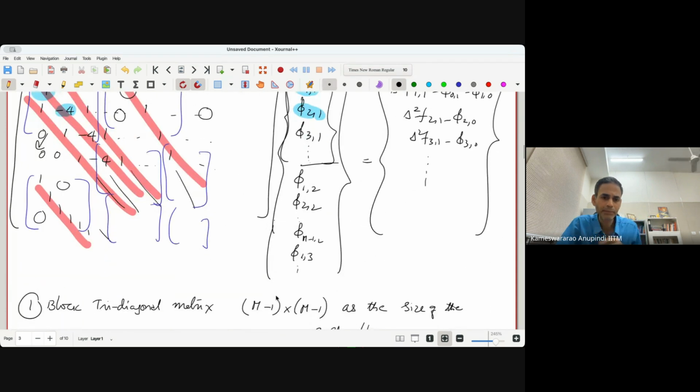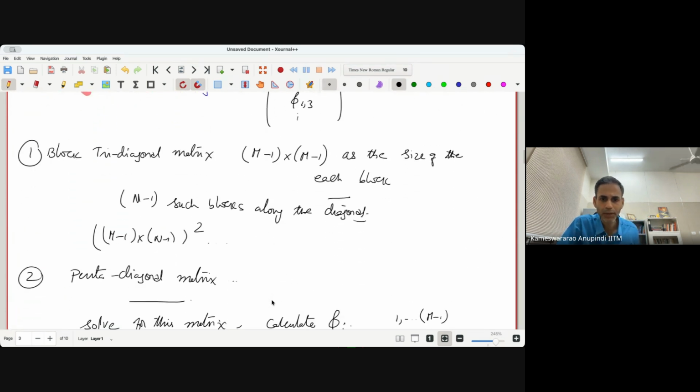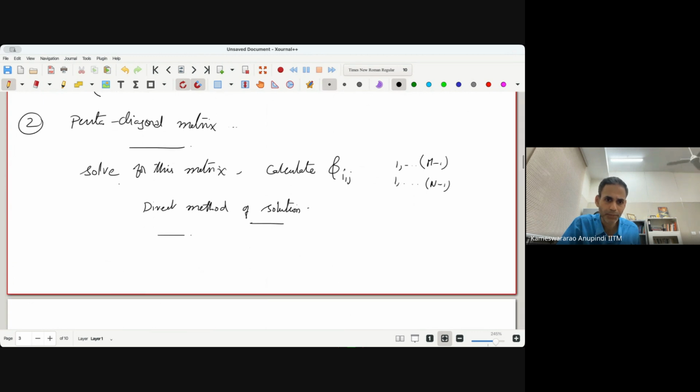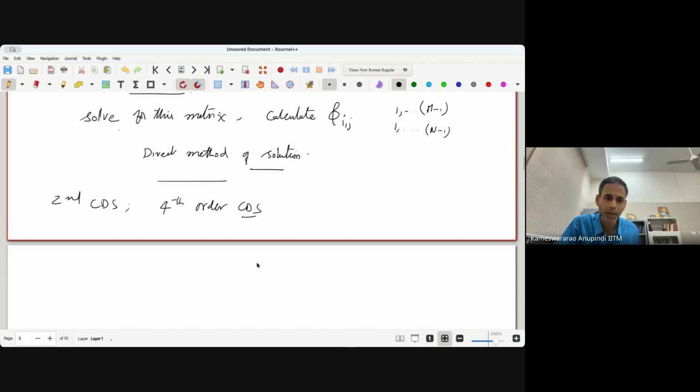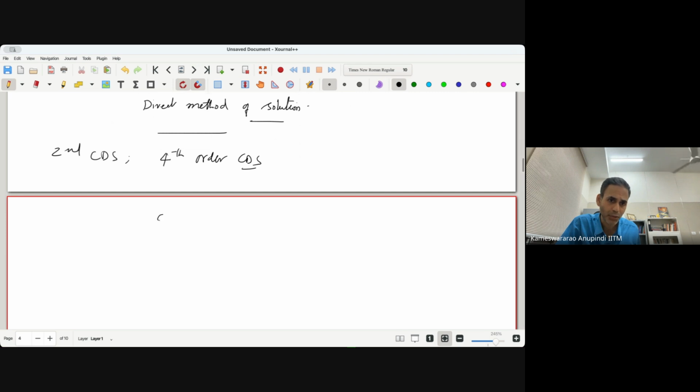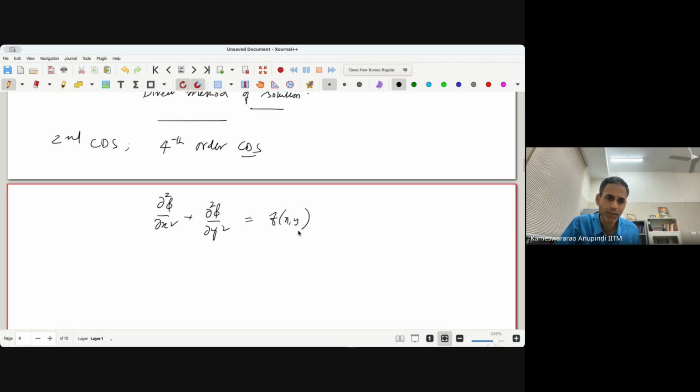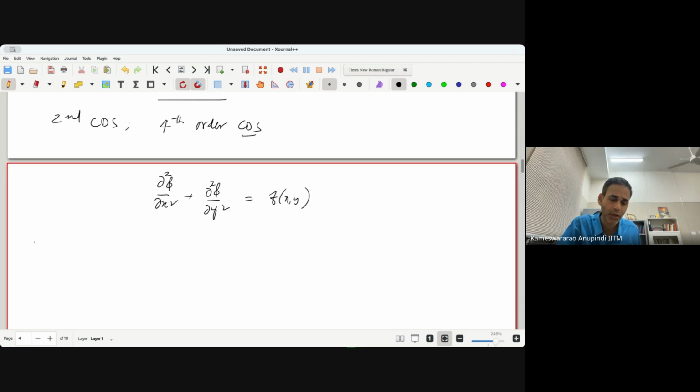Okay, we don't have to limit ourselves to the second order central differencing scheme. Rather, we could even use higher order schemes. For example, I could go for a 4th order central difference scheme, in which case my discretization of dou square phi by dou x square plus dou square phi by dou y square equals f of xy is going to be much longer, right?